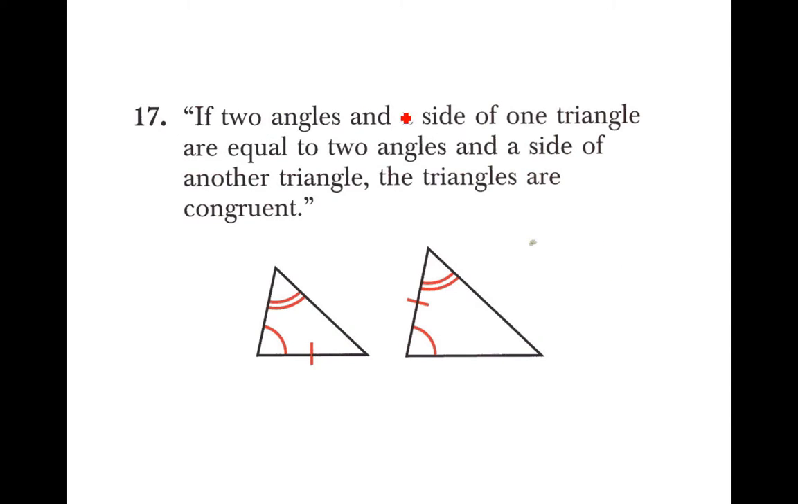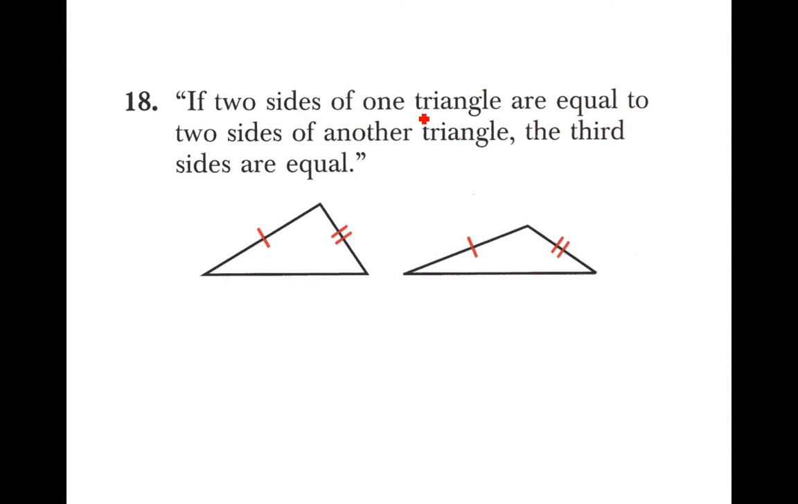Here's another one. If two angles and a side of one triangle, two angles, you see them here, two angles and a side of another triangle, the triangles are congruent. They're clearly not congruent, even though the angles and sides are right. So there's a mistake there. Find that and fix it.